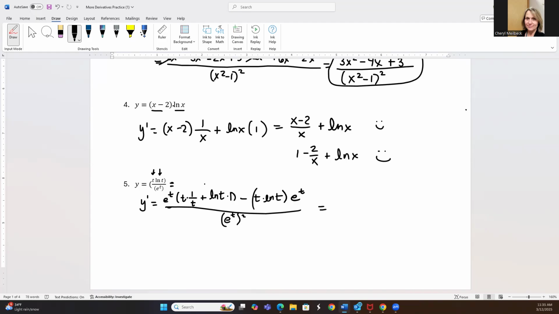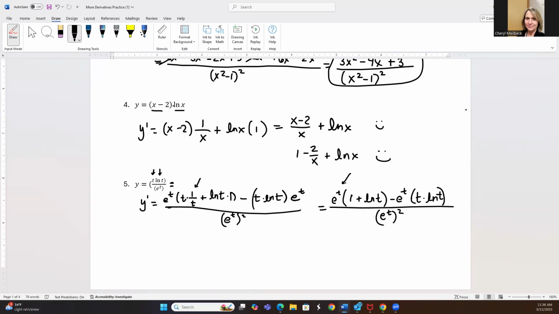All right, let's clean up what we have inside these parentheses. So here, when I take t times 1 over t, the t's cancel, just leaving me with 1. So we'll have e to the t, and inside that first parentheses, we'll just have 1 plus the natural log of t, because natural log of t times 1 is natural log of t. And then we could write this, well, we'll put the e first. So minus e to the t times t natural log of t. And all of that is over e to the t quantity squared.